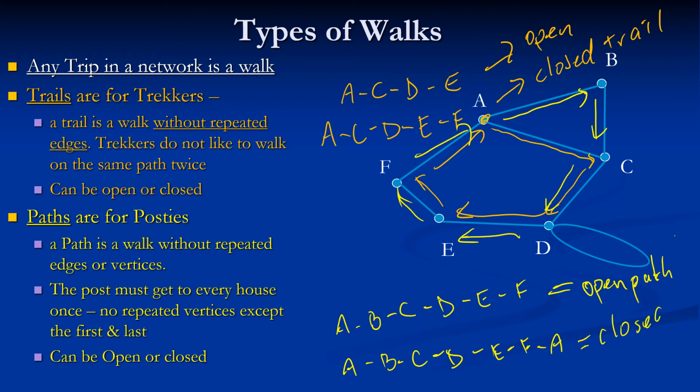So this means I just have to put an exception in the rule here. A closed path has the repeated vertex of A, the one that you start off with. So the post must get to every house once, for example, so there are no repeated vertices except for the first and the last in a closed path.